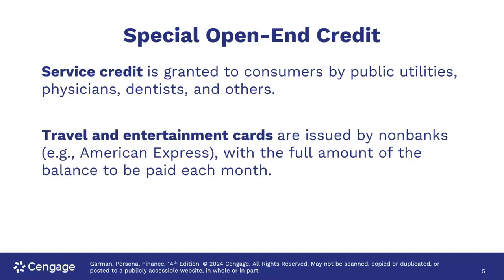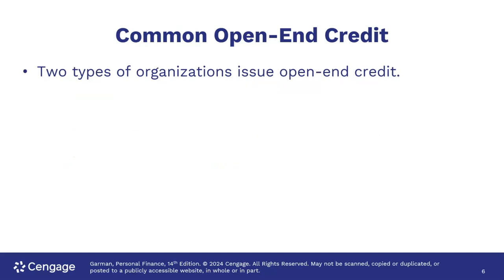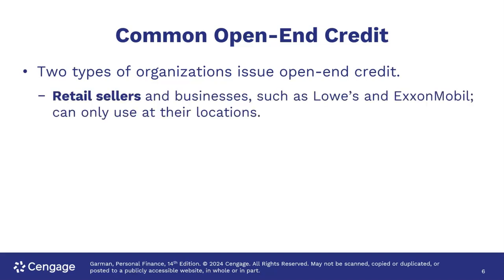Travel and entertainment cards are issued by non-banks: American Express, and there's also Diners Club. The difference is you pay the balance in full each month. So, common open-end credit: there are two types of organizations that issue open-end credit. Retail sellers, such as Lowe's, Exxon, and so forth. Kohl's card.